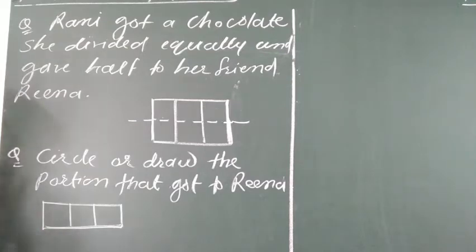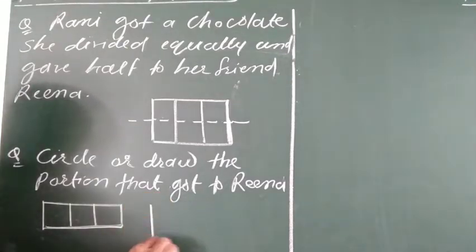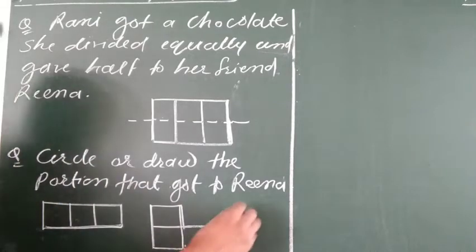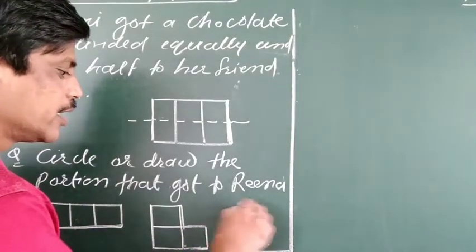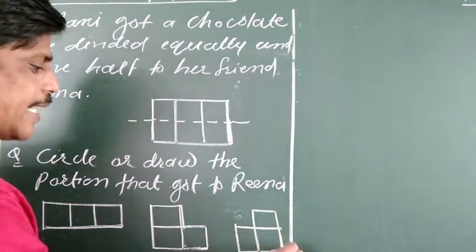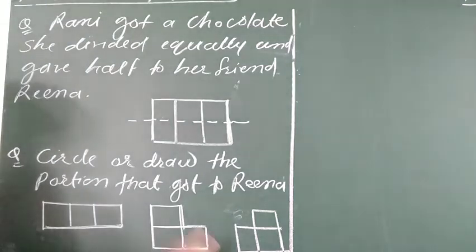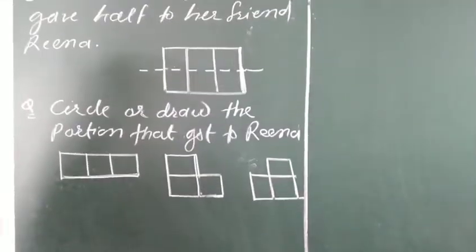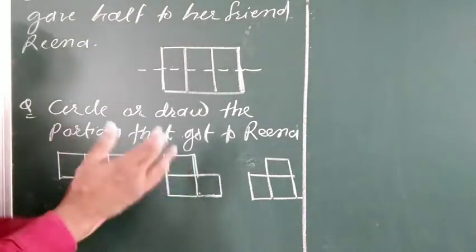This is one way. In a different way, if you want to divide it equally, see there are 6 parts. Out of these 6 parts, Reena will get these 3 pieces, or like this again. This way also you can say that Reena will get 3 pieces in a different way. So we can say Reena got these 3 pieces or these 3 pieces. It means the total number of pieces remains the same, but only the shape of these 3 pieces will be different.